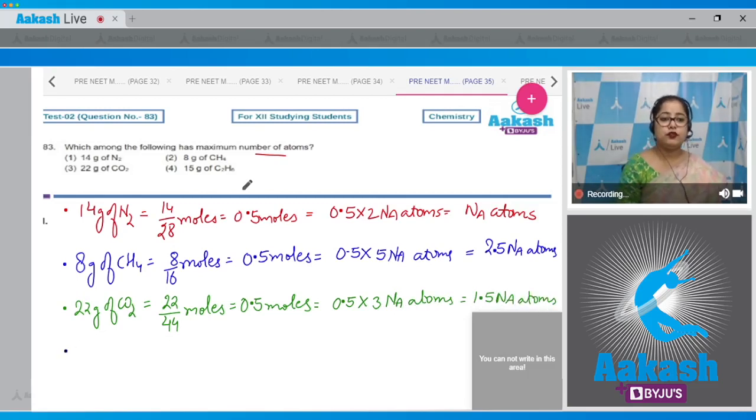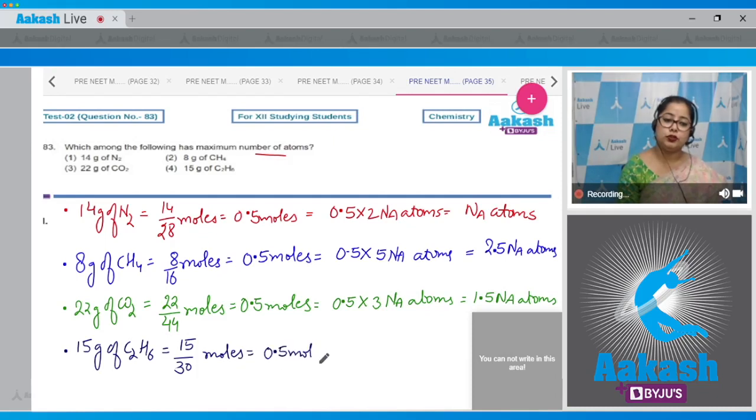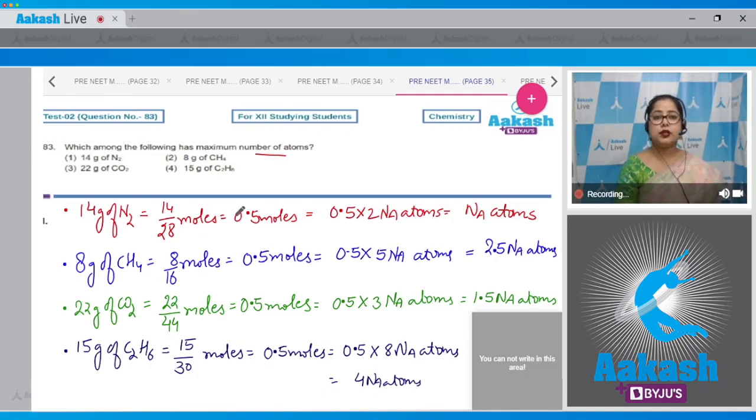Moving to the last option, 15 gram of C2H6. So 15 gram of C2H6 is equals to 15 upon 30 moles, which is equals to 0.5 moles. So number of atoms is equals to 0.5 into 8 Na atoms, which is equals to 4 Na atoms. That means among the given options, option number 4, that is 15 gram of C2H6, which is ethane, has a maximum number of atoms. So the correct answer is option number 4.